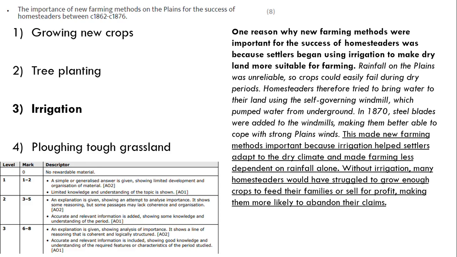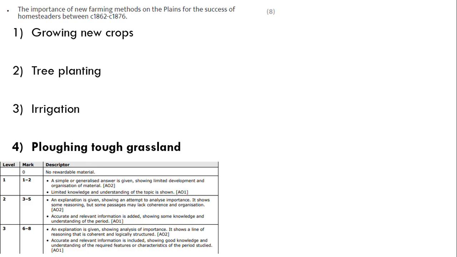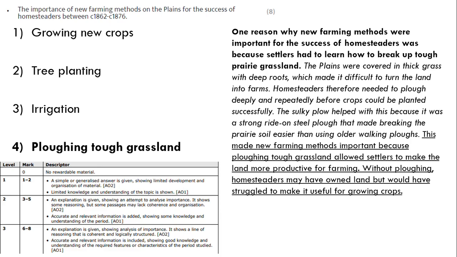So the focus of this paragraph is on irrigation, not the self-governing windmill. So the focus is on the method, not the technology. And we've written this paragraph without referencing the Desert Land Act, which incentivised settlers to irrigate dry land. If you were risky, you could write about that, but it's in 1877, so don't take the risk if you don't need to. Finally, the final new farming method is ploughing tough grassland.